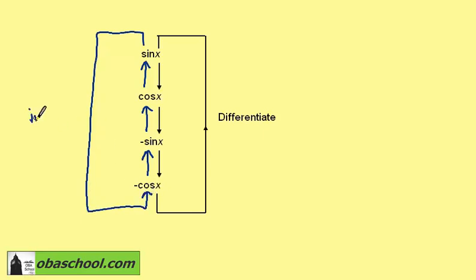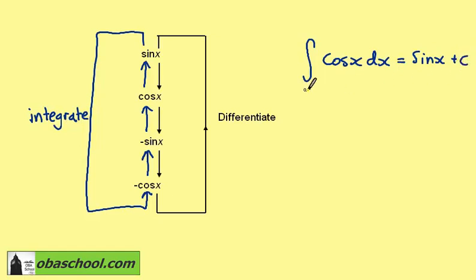So this is the cycle when we integrate. It's worth remembering this diagram. For example, if you're asked to integrate the cosine of x with respect to x, we can follow the cycle and see the integral is the sine of x plus, of course, an arbitrary constant.